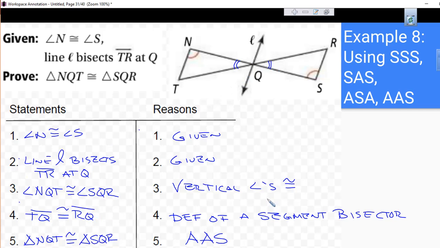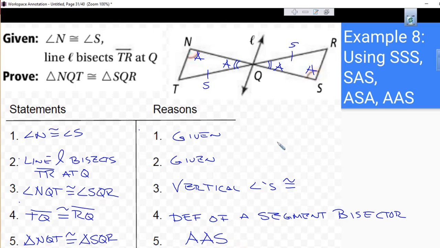Vertical angles are congruent. So now, based on something being bisected, since this line L bisects TR, which is this side here, means it cuts it in half, which means that this half is congruent to this half. And so that means we have to name that statement. So T to Q is congruent to R to Q. And the reason is the definition of a segment bisector. So now we have a side, we have an angle, we have an angle. Angle, angle, and a side. That means we can now prove our triangles NQT congruent to triangle SQR by angle, angle, side.